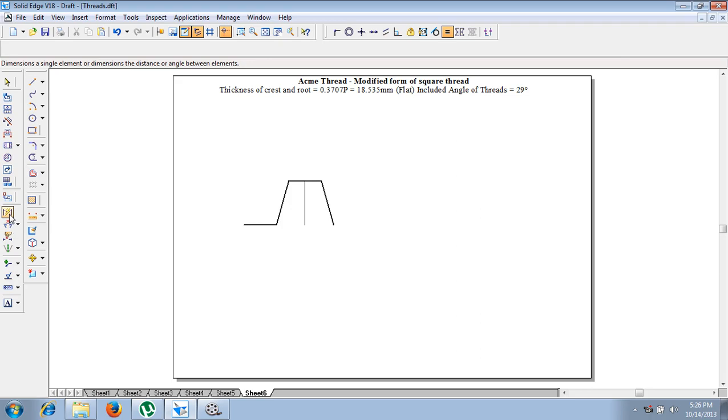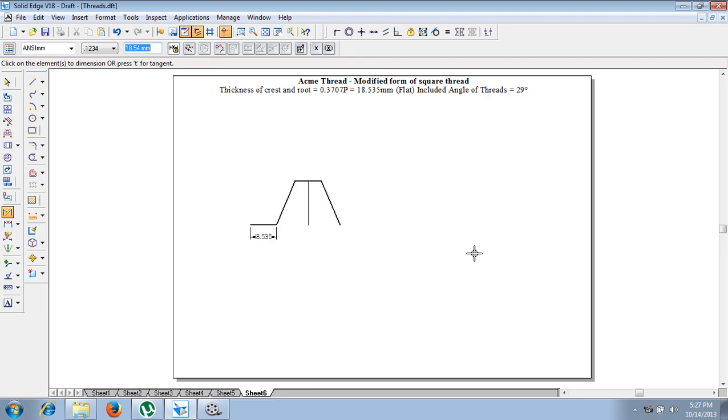Now using a command called distance between, or smart dimensions, give the distance as 18.535 millimeter. Now automatically this will also become 18.535. Why? Because we have given that those two lines must be equal, and the distance between these two lines is nothing but the height, which is given as 25 millimeter.